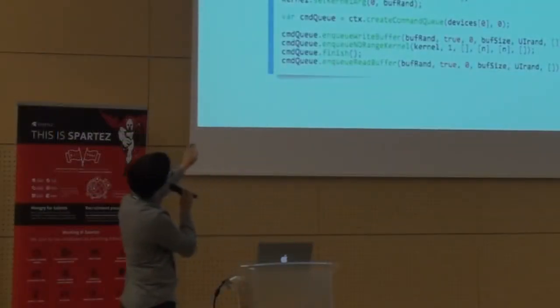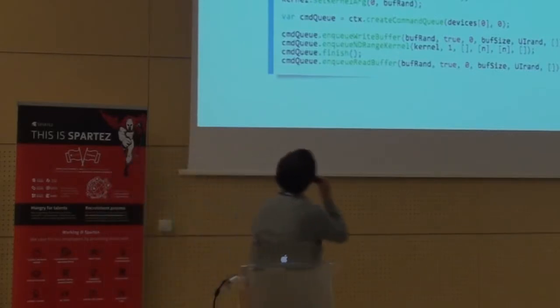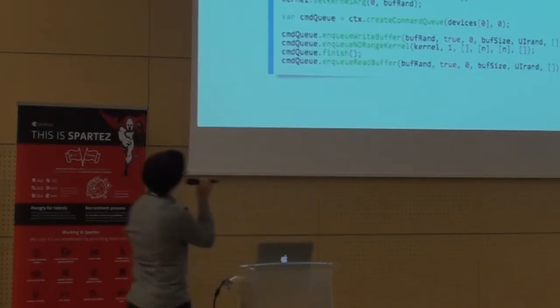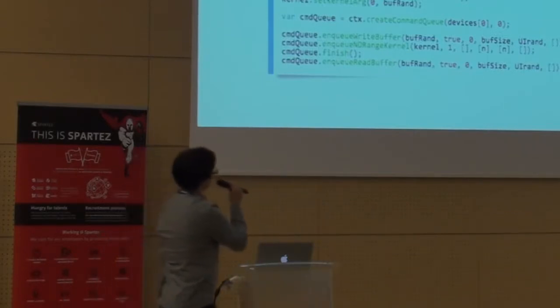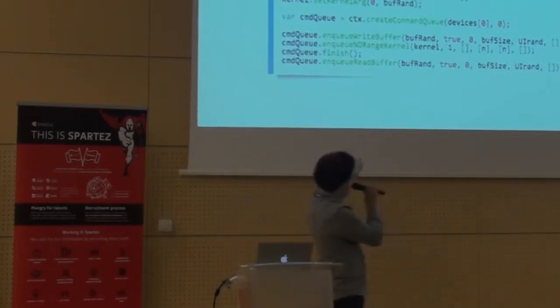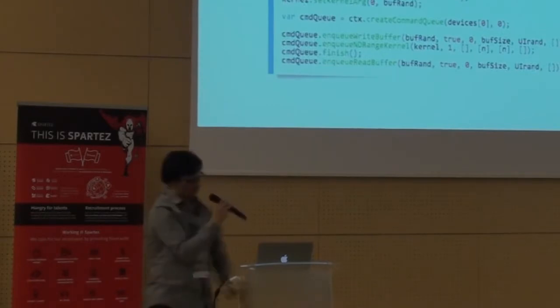So this is already the thing not in this slide. We created some predefined random numbers in JavaScript. We create the command queue, we write the buffer, we execute the kernel, we finish, and we send the data back. In the end, we have the numbers generated.